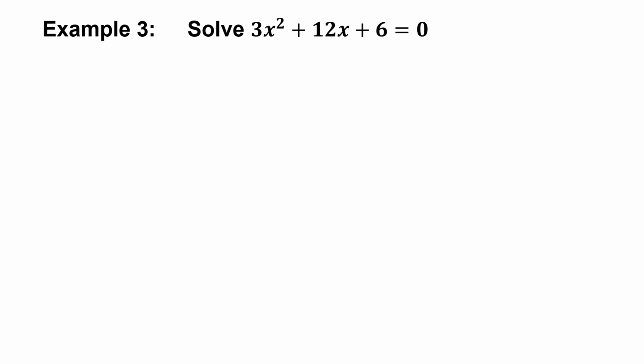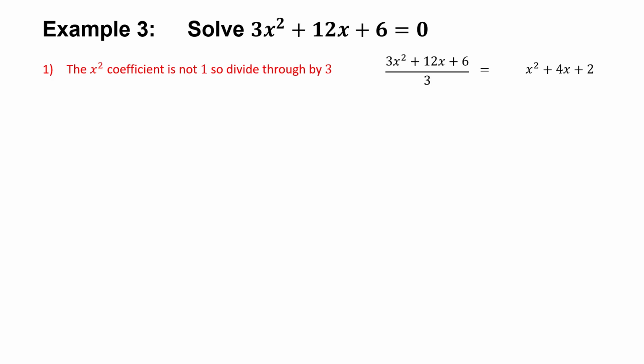Now we have our third example. So we have 3x² + 12x + 6 = 0. Now for this one, we can see that we do actually have a term in front of the x squared. So our first step in this particular case is going to be to get this into the form that we want to start looking at completing the square.